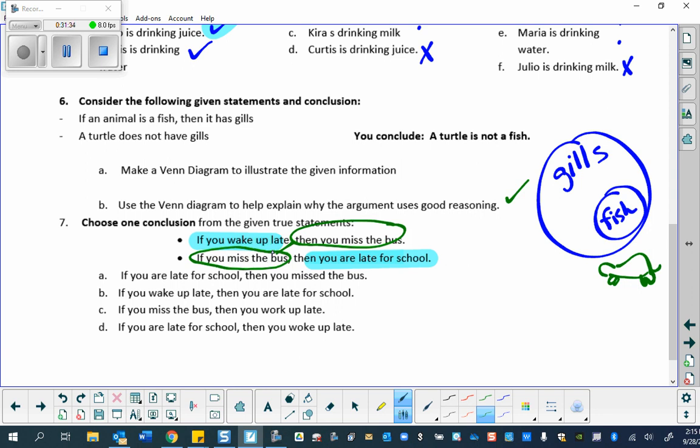Who's got it? Go. B. If you wake up late, then you are late for school. Is that what you said, B? Raya? Yep. Emery says, if you wake up late, then you're late for school. I like it. Sounds good.